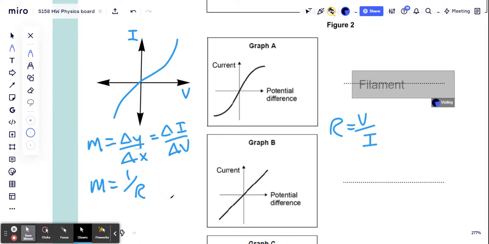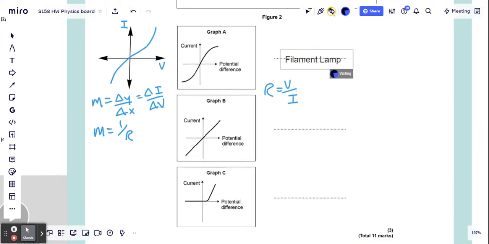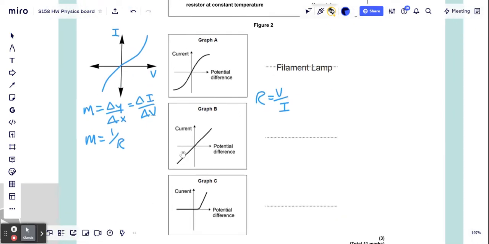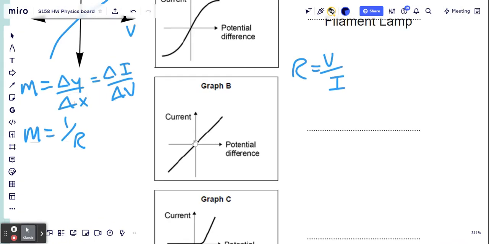So this is a fairly common question on resistance voltage characteristics. This one in the middle is following Ohm's law. Things that follow Ohm's law include resistors and wires. Then other components don't follow Ohm's law.